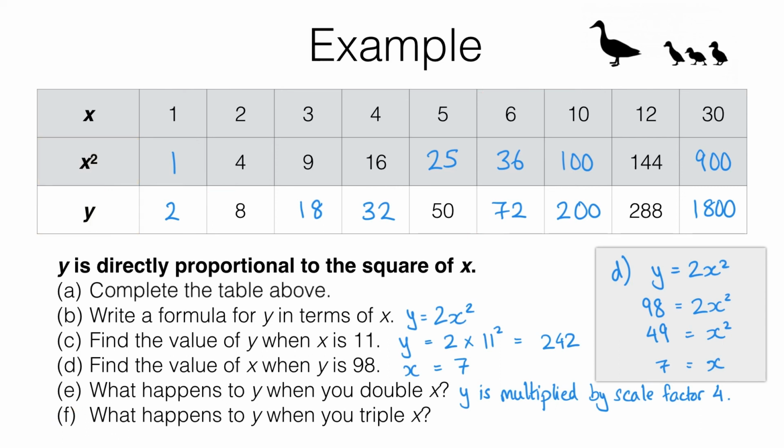In part F, we're looking at what happens to y when you triple x. So when you multiply x by a scale factor of 3. Well, let's have a look at these two columns. When you multiply x by a scale factor of 3, you are multiplying x squared by a scale factor of 3 squared, which is 9. So x squared is being multiplied by a scale factor of 9, which means y is also going to be multiplied by a scale factor of 9. So what happens to y when you triple x? Y is multiplied by a scale factor of 3 squared, which is 9.